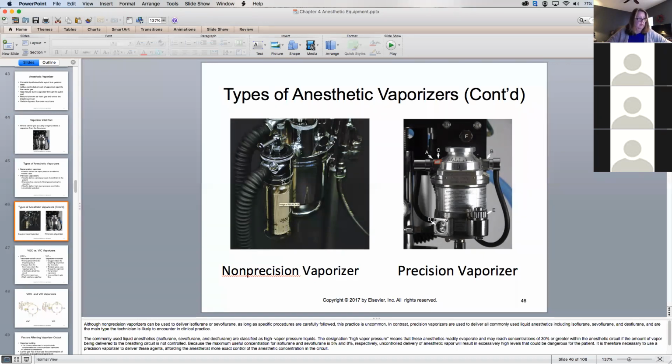Obviously, you've got a non-precision vaporizer on the left, and if you look at this picture, this is the jar, and then that cloth acts like a wick. And the dial right here looks like a little knob. You can open it, and if you open it, kind of like an old oil lamp, it'll allow more liquid to wick up. It'll increase the delivery of the anesthetic gas, and if you turn it off, it'll squeeze some of that liquid out of the wick and you won't deliver.